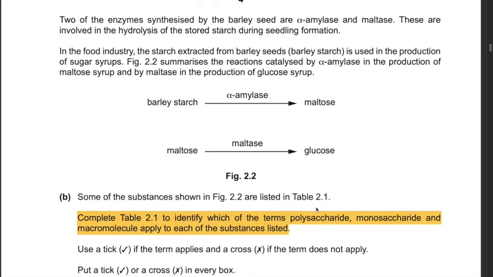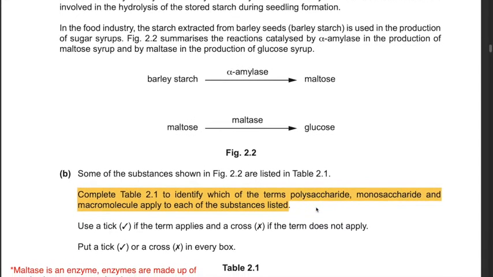Two of the enzymes synthesized by the barley seed are alpha amylase and maltase. These are involved in the hydrolysis of the stored starch during seedling formation. In the food industry, the starch extracted from barley seeds is used in the production of sugar syrups. Figure 2.2 summarizes the reactions catalyzed by alpha amylase in the production of maltose syrup and by maltase in the production of glucose syrup. Part B.